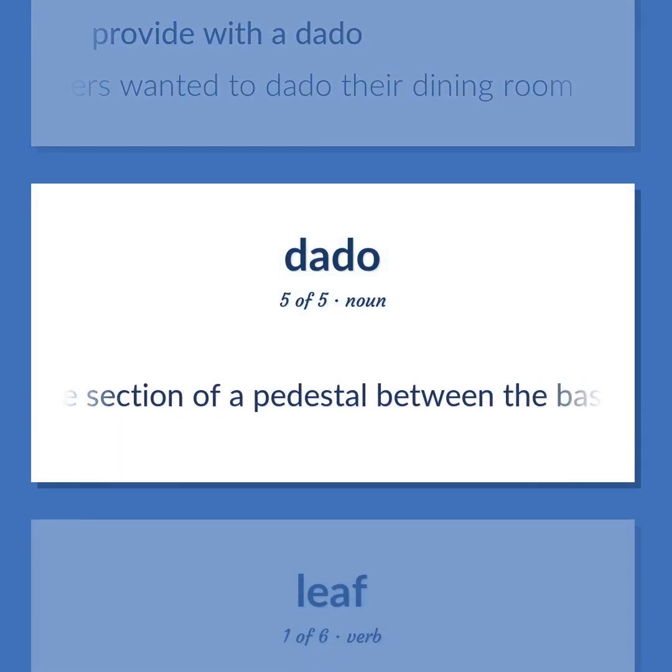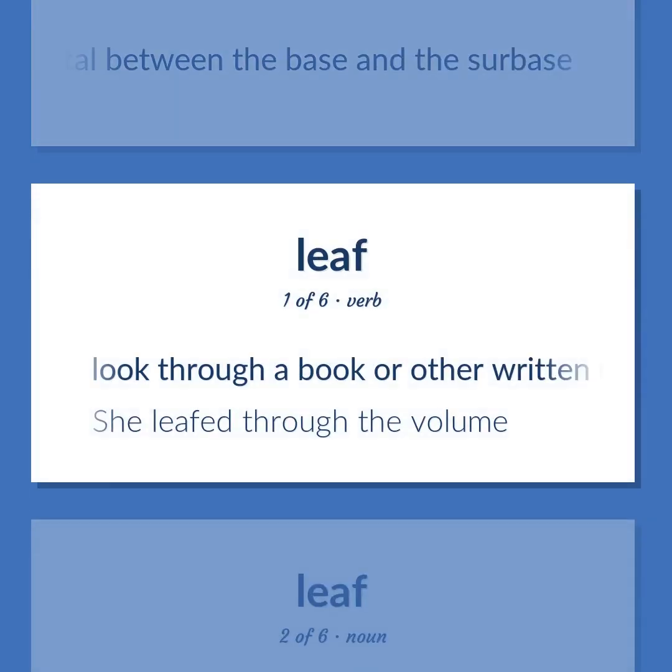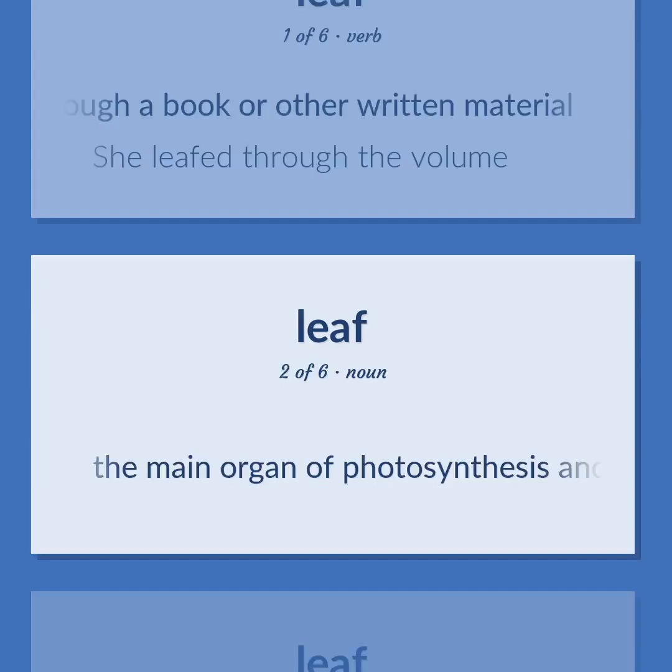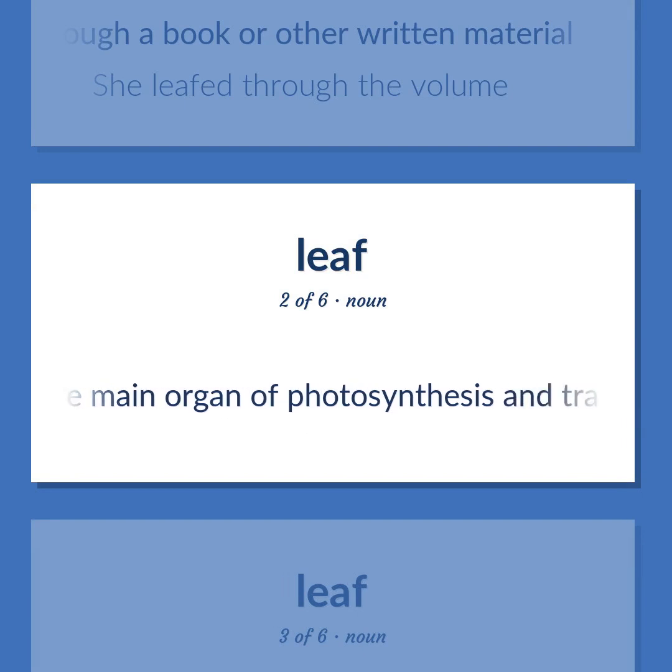The section of a pedestal between the base and the surbase. Look through a book or other written material. She leafed through the volume. The main organ of photosynthesis and transpiration in higher plants.